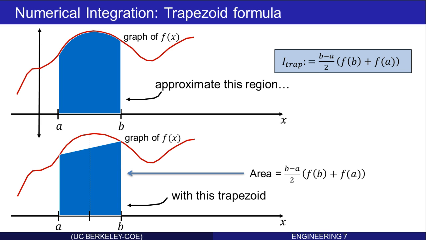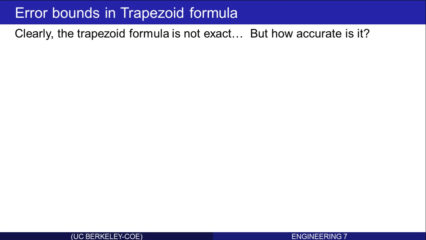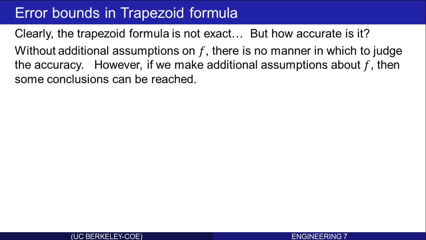It's obvious that for most functions, this is not the exact value of the integral, but it's called the trapezoidal approximation to the integral. So clearly, the trapezoid formula is not the exact integral in general, but how accurate is it? Well, without additional assumptions on f, there's no manner in which to judge the accuracy. If the value of f at intermediate points between a and b has nothing to do with the values at a and b, then clearly the error in this trapezoidal approximation can be very large.